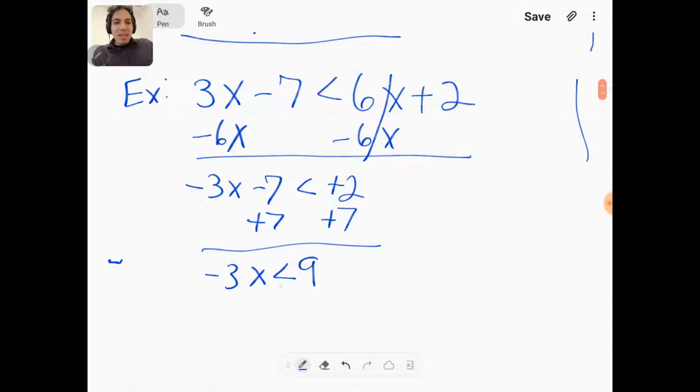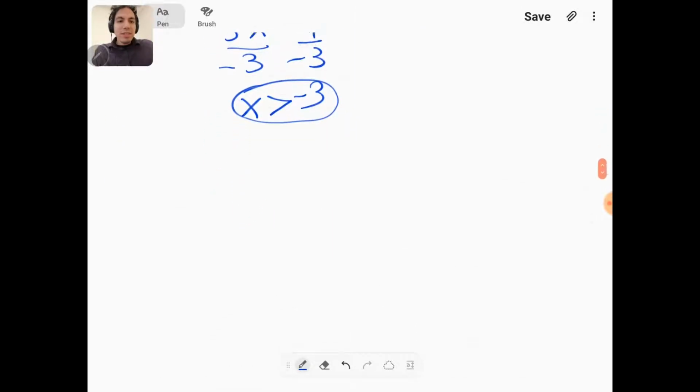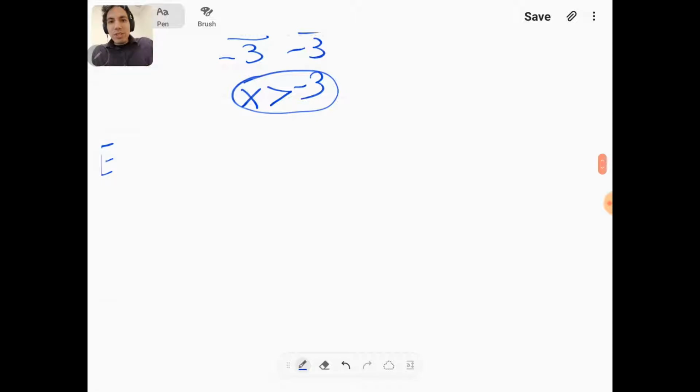I add 7 on both sides. I get negative 3x is less than 9. I divide both sides by negative 3. I get x is greater than negative 3.